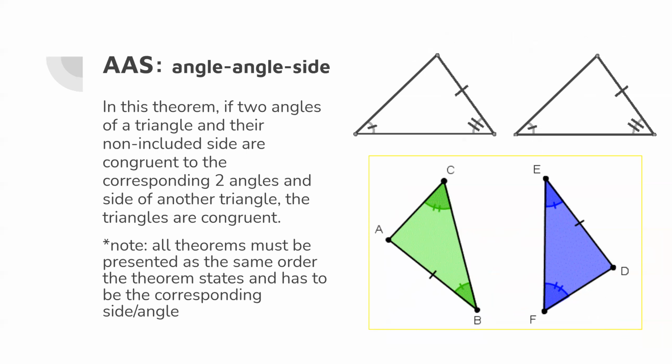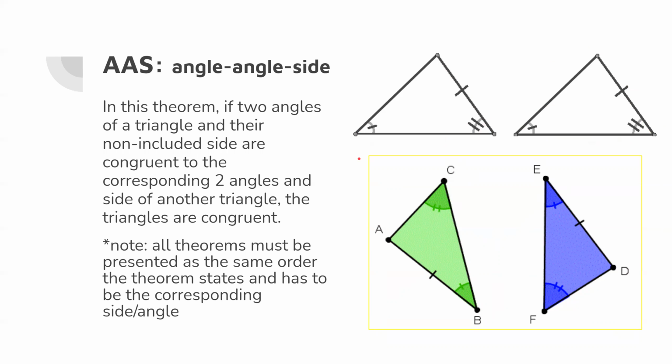Next is AAS. This one states that if two angles of a triangle and their non-included side are congruent to the corresponding two angles and side of another triangle, the triangles are congruent. So in this example, there's this angle right here congruent to this angle, this one right here, and this one, and then the not included side, which is not this long one at the bottom, but the side one over here, and those two are congruent. So AAS.